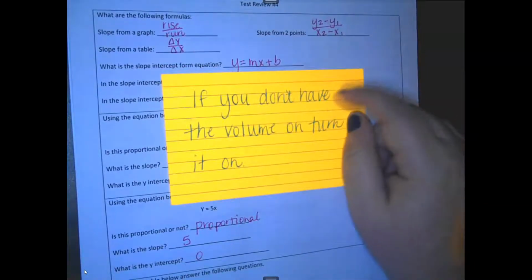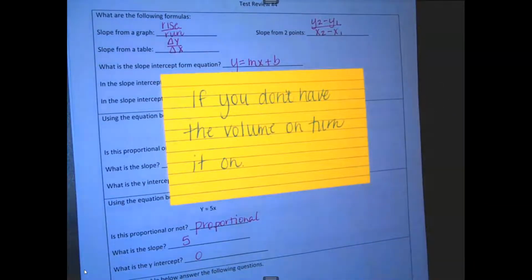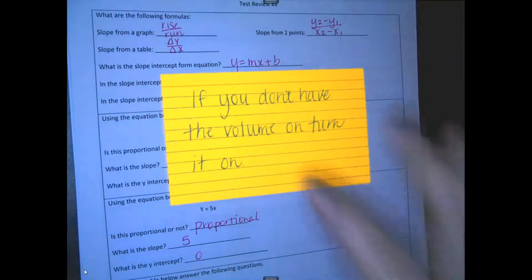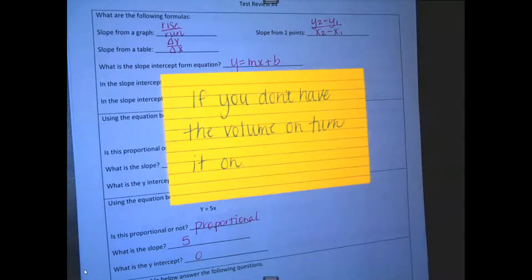First off, if you don't have the volume on, turn it on. All of my videos are meant to be watched in video and with sound. I'm finding out some people don't turn on the sound.